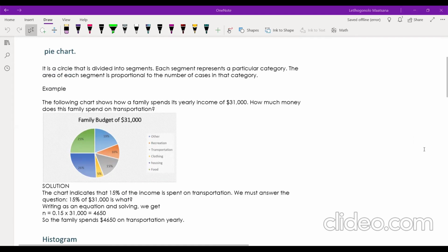The first one we have is the pie chart. It is a circle that is divided into segments. Each segment represents a particular category. The area of each segment is proportional to the number of cases in that category. Let's look at this example here.